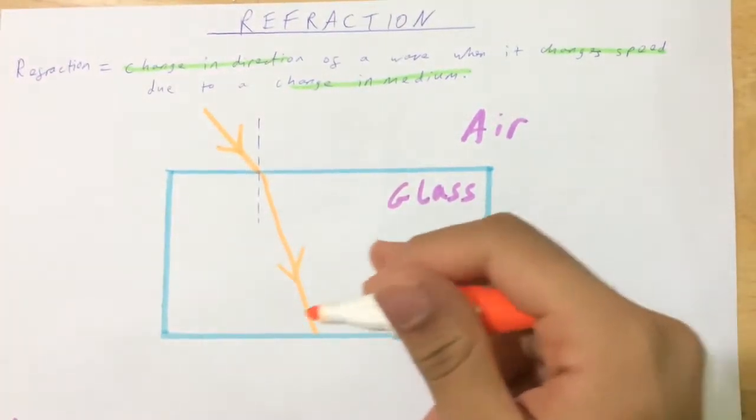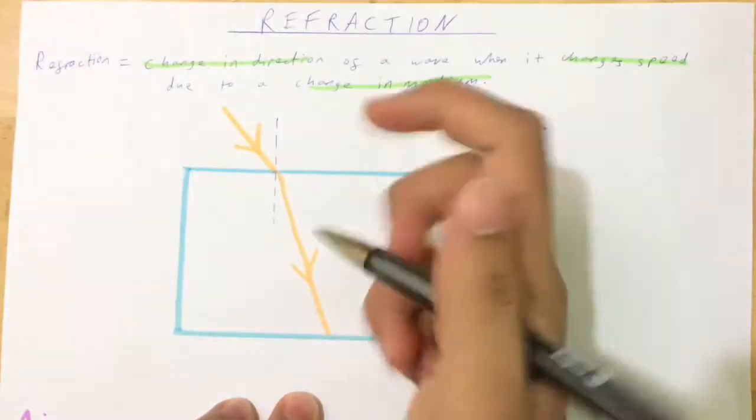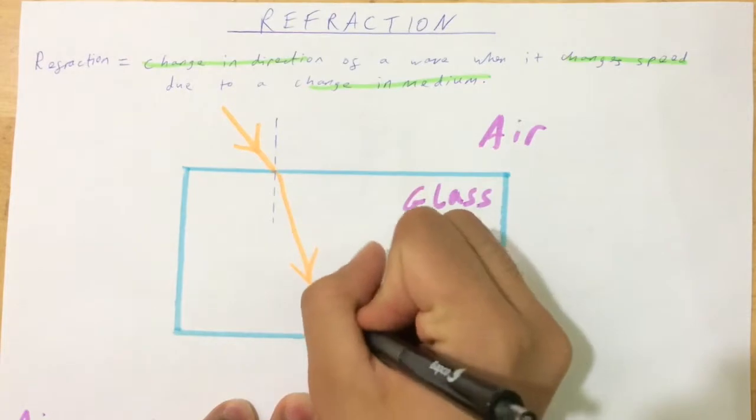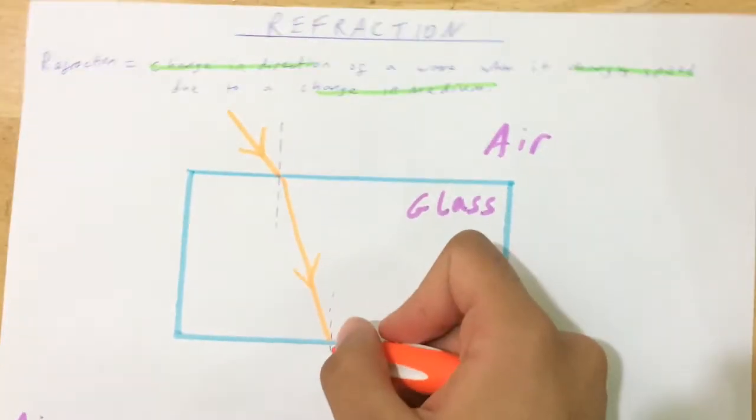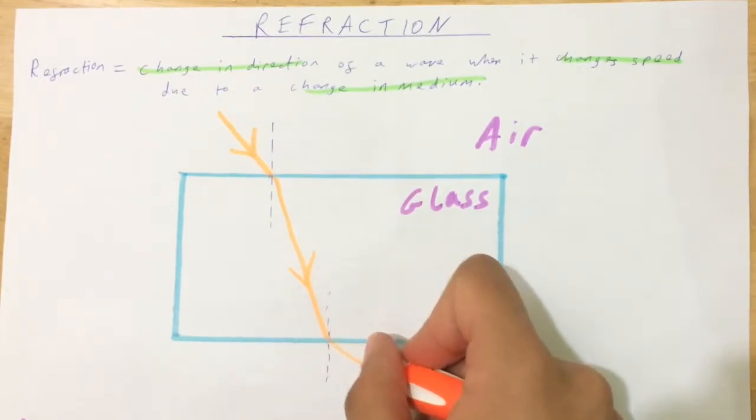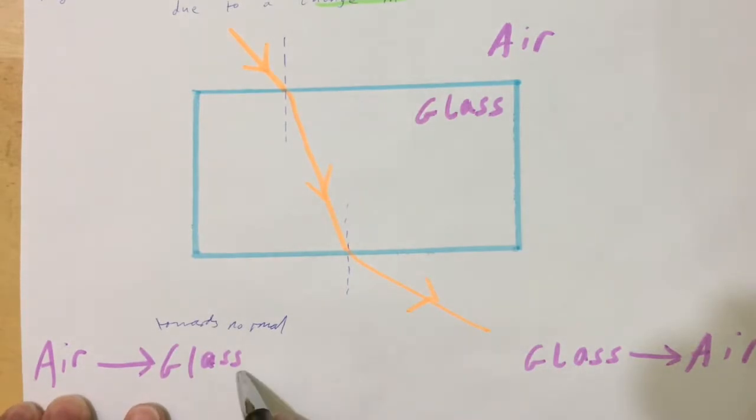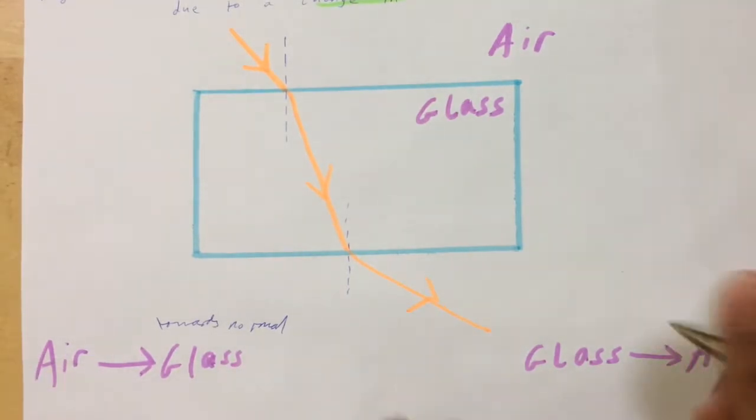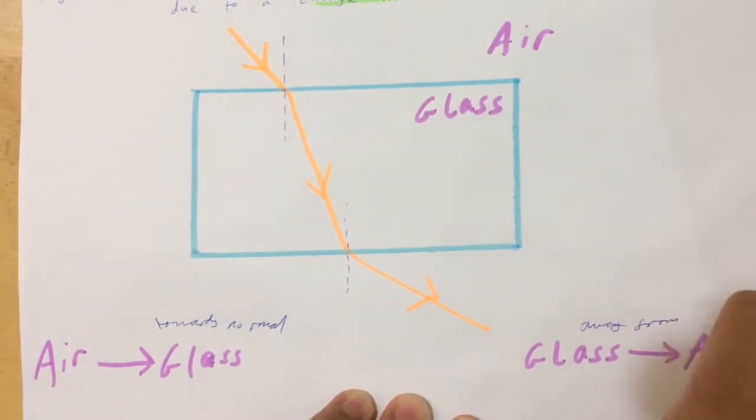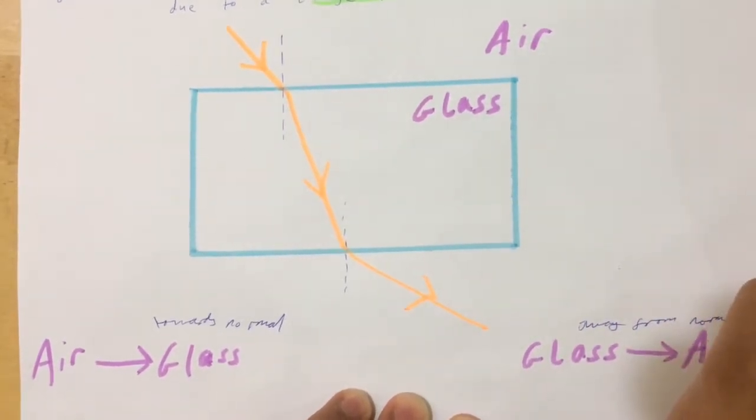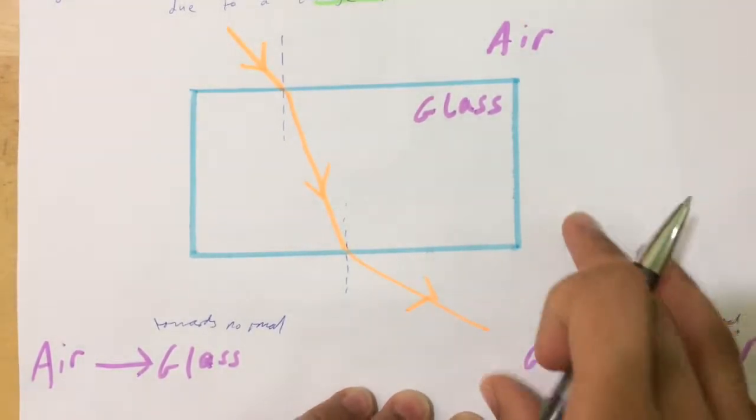But when the ray goes from glass to air, let's just draw the normal. I am not using a ruler here, but you should in your exam. The light ray instead will be bent away from the normal. So from air to glass, it's towards the normal, and from glass to air, it's away from the normal. Those things you have to remember. They might ask you about it in your exam.